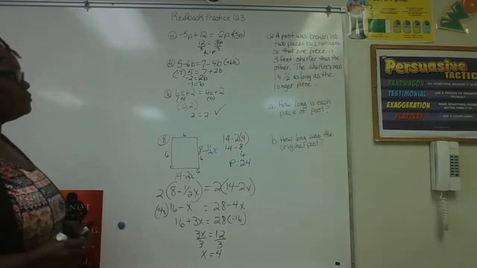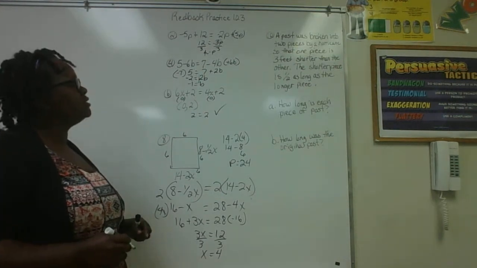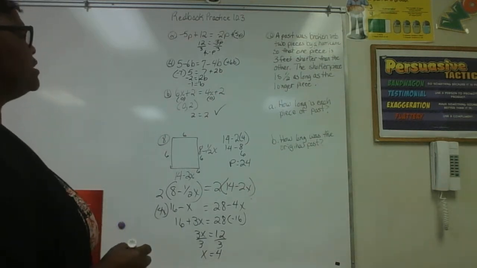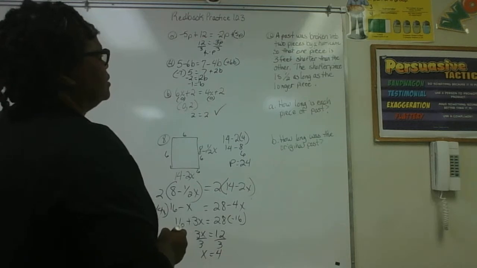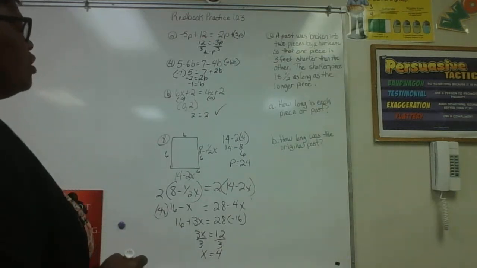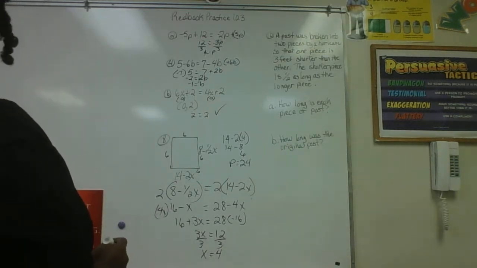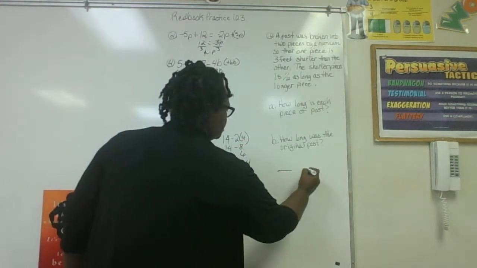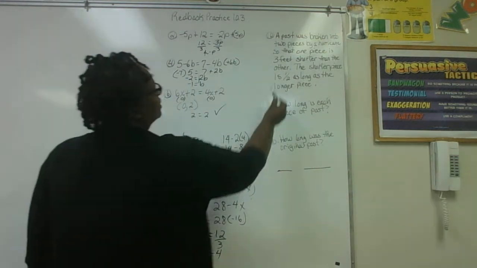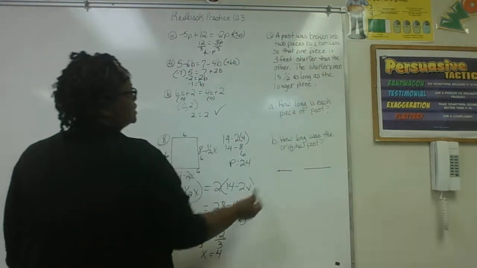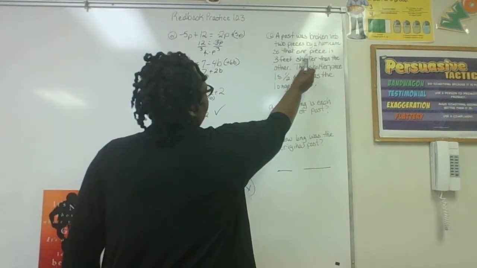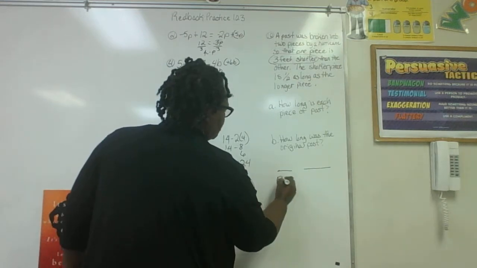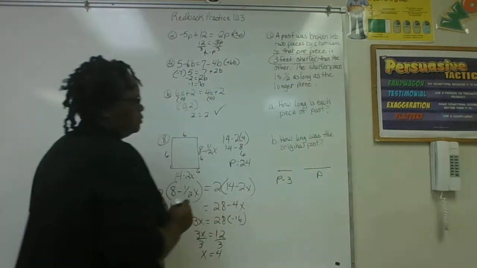Okay? Let's look here. We have a post that was broken into 2 pieces by a hurricane, so that one piece is 3 feet shorter than the other. The shorter piece is half as long as the longer piece. How long is each post? Well, what we do here, let's do a diagram. Here's a post. It says that the post was broken into 2 pieces by the hurricane, so that one piece is 3 feet shorter. So let's make this the post minus 3, and this is our post, okay?